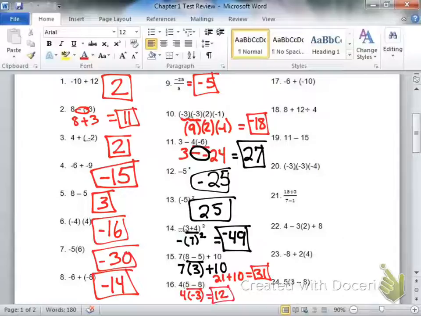So first two columns are on the board. They're kind of scrunched in there. So if there's something that you're confused on, just raise your hand and we can discuss it a little further. Which one? Number 16 is not a negative. Wait, 16 should be a negative though. Right, thank you. So we have 4 times negative 3, so that's a negative 12. My bad. Squeeze a negative in. Positive times a negative is a negative.